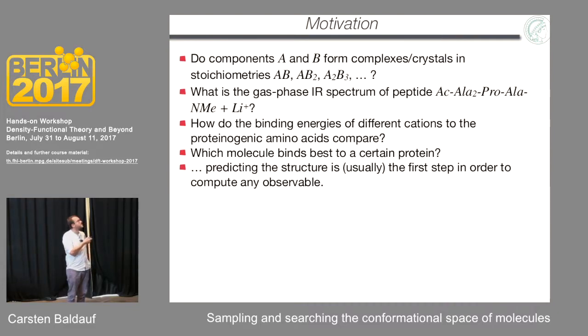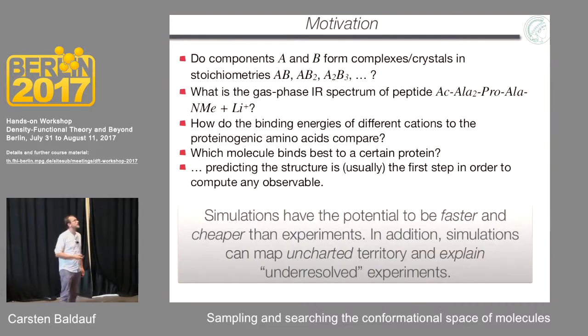Or something that I at some point wanted to know: how does the gas phase IR spectrum of such a peptide with a lithium cation look like? It's a question that one can ask. And so on, and there are many. I mean, you have different materials. You want to compute the property of a material, for example. But in order to perform the calculation of a spectrum, or several calculations in order to obtain a spectrum, the first thing is you have to find a structure for that.